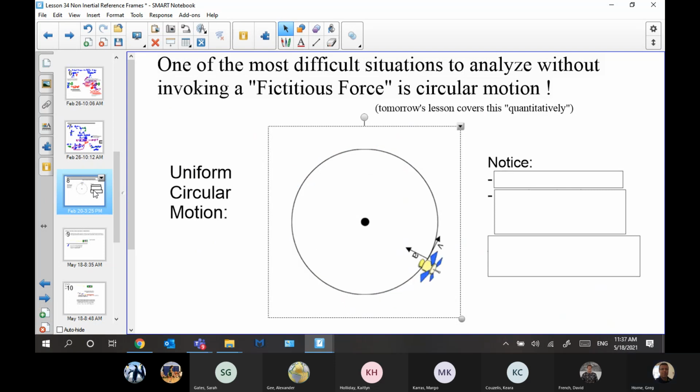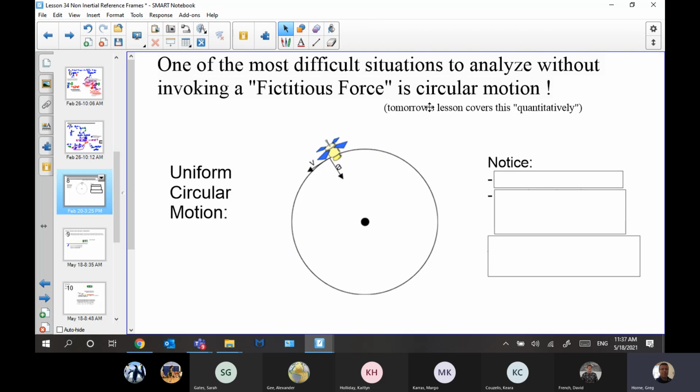So this is what we're leaning towards. Uniform circular motion. It's not quite tomorrow's lesson, but close to the second one after tomorrow, whatever. We're going to look at quantitatively analyzing this. In other words, numbers to do with it. But this is the situation. I want you to visualize the speed being the same the whole time. Okay, round and round. It's going at whatever speed, 20 meters per second or something.